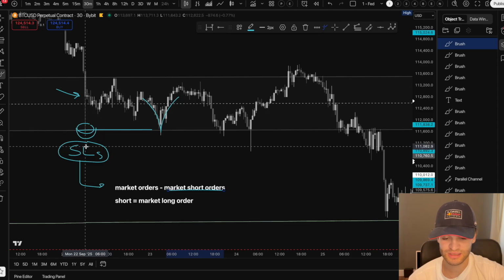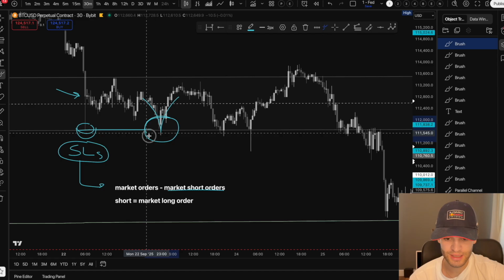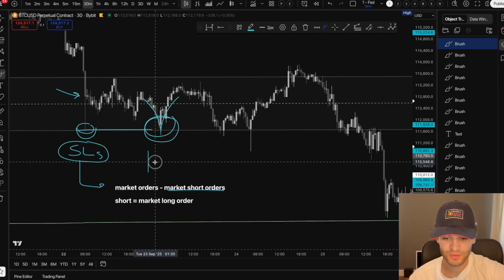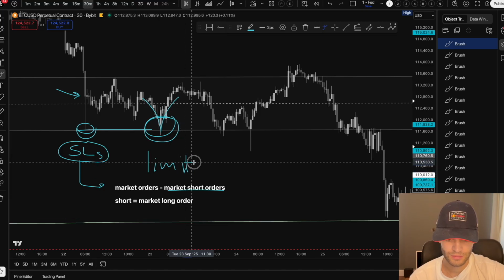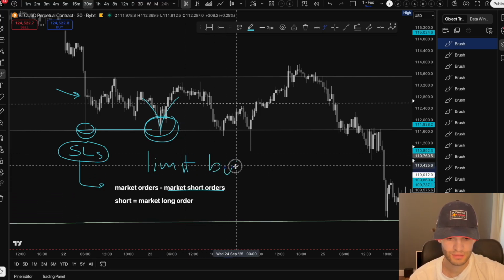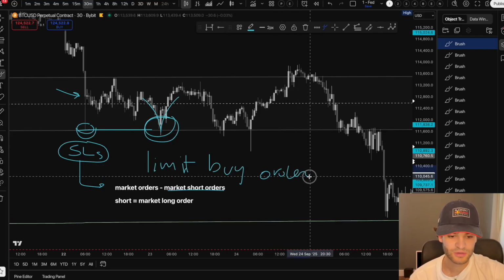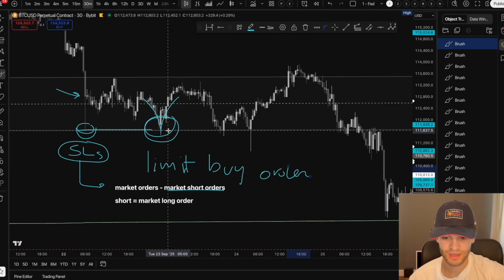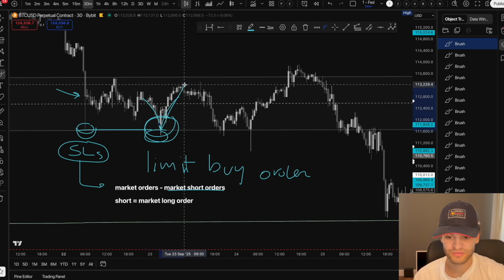So all these stop losses, let's not forget, are short orders, and you've got larger traders right here that are filling with their limit buy orders. So now you have these big traders absorbing all these stop losses, filling their positions to look for the reversal of this range.